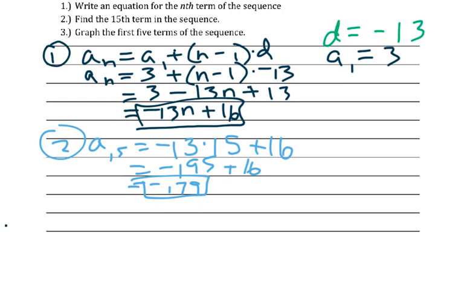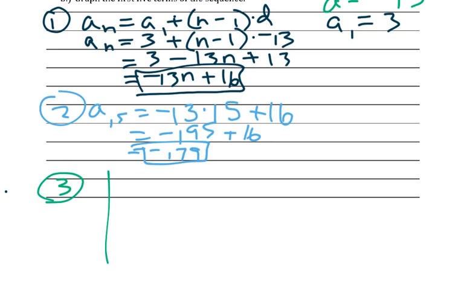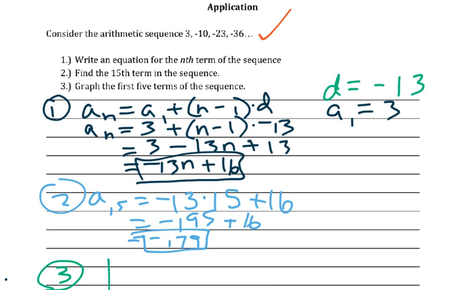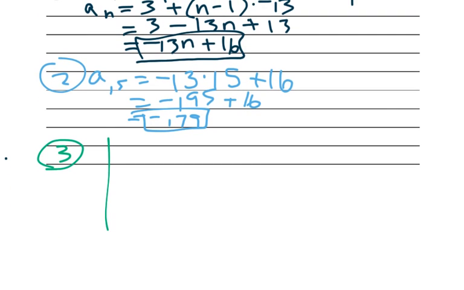And it says graph the first 5 terms. Before you redraw what I just drew, look at these terms. 3, negative 10, negative 23. These are 4 terms, which means the 5th term is going to be negative 49. So when we're budgeting our graph, this thing needs to go low enough to where we would have negative 50. So maybe we put positive 50 here, negative 50 down there.